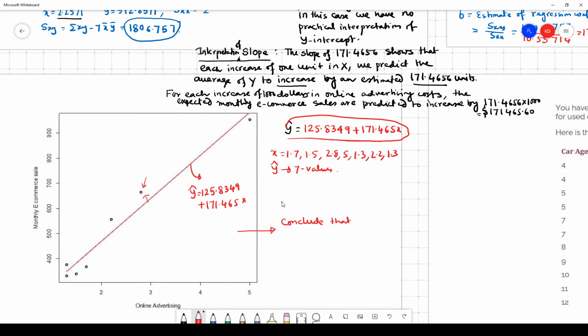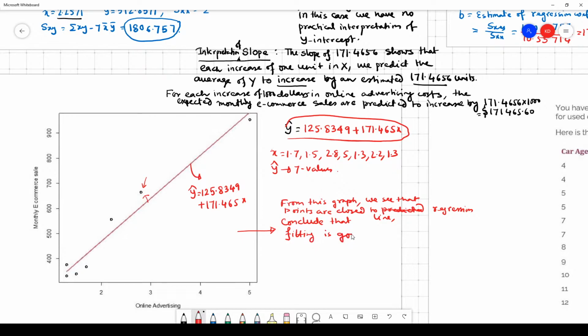So from the graph we conclude that the points are close to the predicted regression line. So we conclude that the fitting is good.